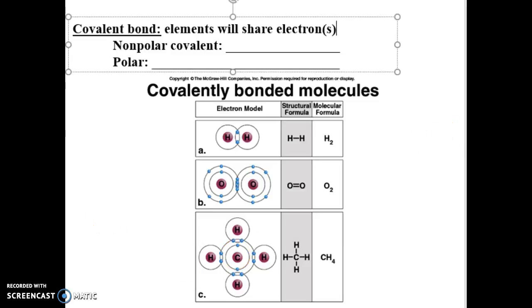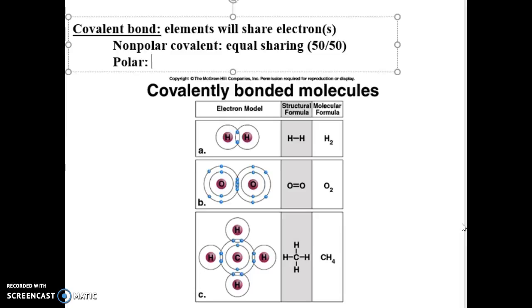Now we will see in the covalent world there are two types of covalent bonds. One is called nonpolar and one is called polar. In a nonpolar covalent bond, there is an equal sharing of electrons, 50-50. Okay? Equal amounts, 50-50. Each element shares one electron and receives one, equal exchange. Very, very strong relationship, strong bond.